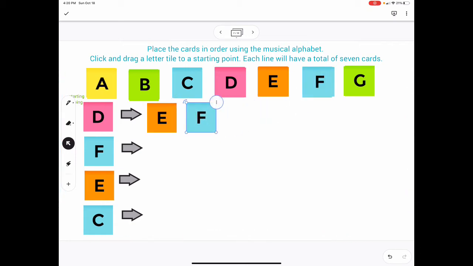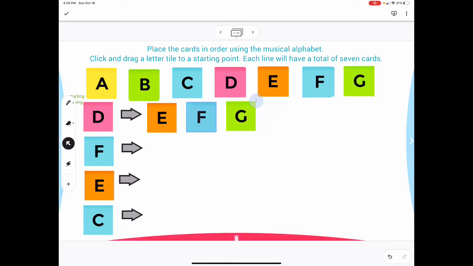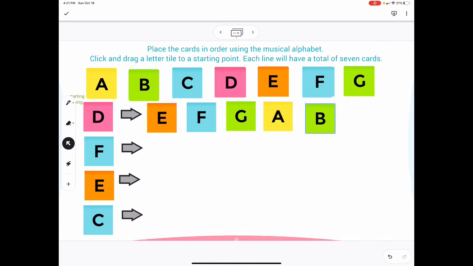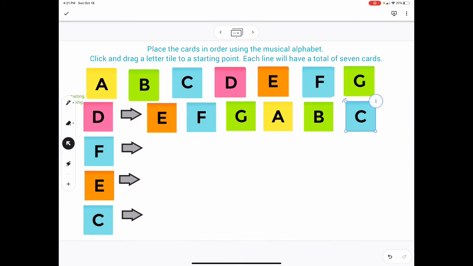After F, G. Now you would say, what comes after G when there's no H or I? Remember, after we finish on G, we're going to start the sequence again on A. So after G, A will always come next. What comes after A? B. One more, C. Okay, so in the sequence of letters, if I was to start on D, it'd be D, E, F, G, A, B, C.